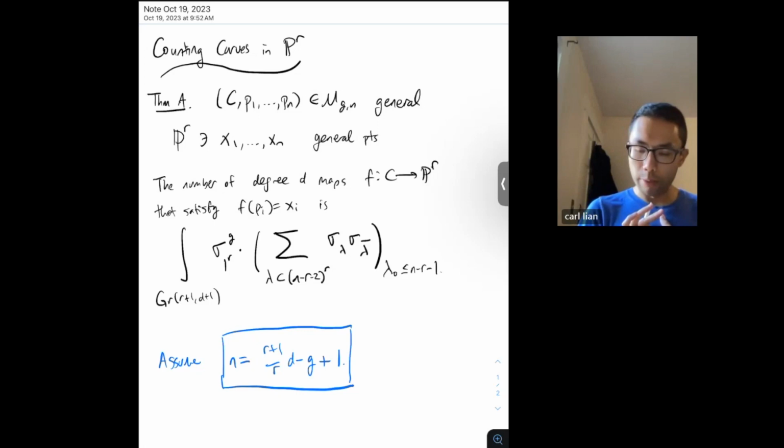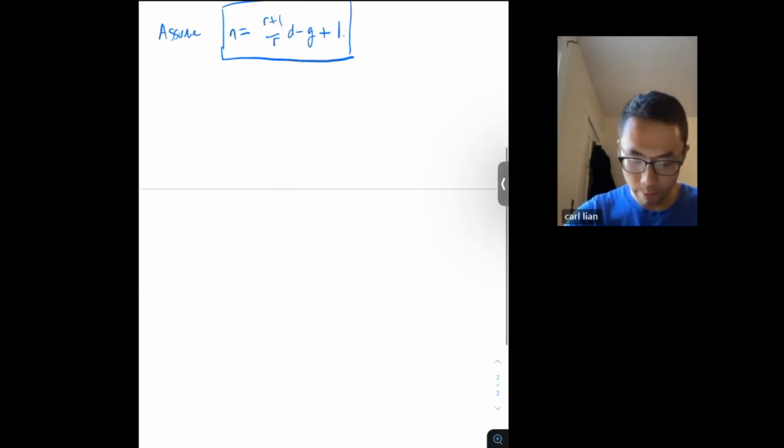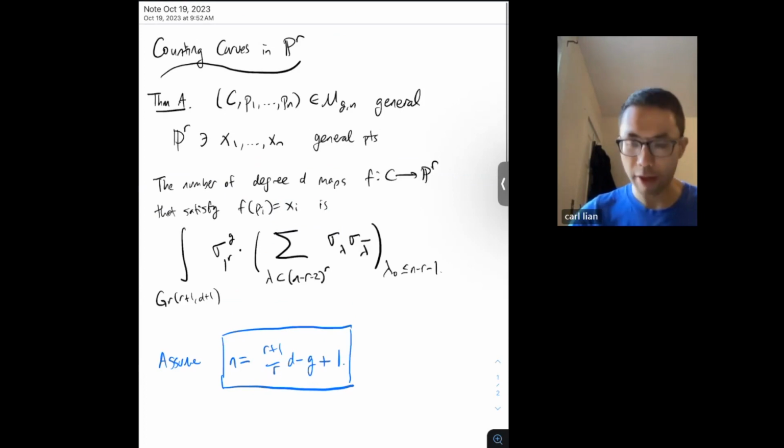So one could imagine a generalization of this problem where instead of conditions that look like a point is supposed to map to a point under my map f, you could ask for points to map to, say, subvarieties of higher dimension, right? So for example, you could replace this x_i with some linear space of arbitrary dimension. And let me state a second theorem.